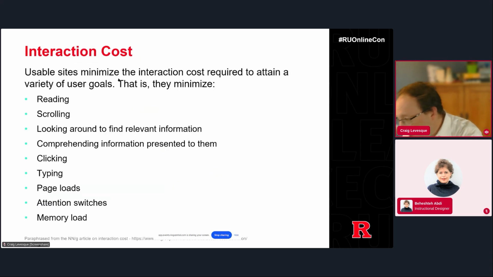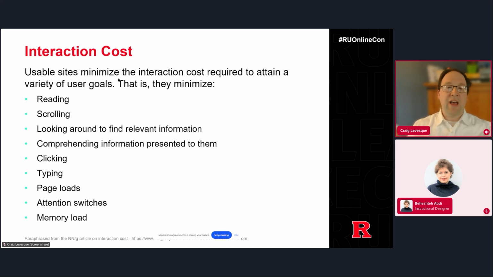Now, interaction costs are a little bit different because there are very few positives about interaction cost. You may have heard, if you're a web designer, about the 3-click rule. So there's this old rule that said you need to get to anything on your website within 3 clicks. So this has been disproven. That 3-click rule is not actually a thing, but the spirit of it remains true.